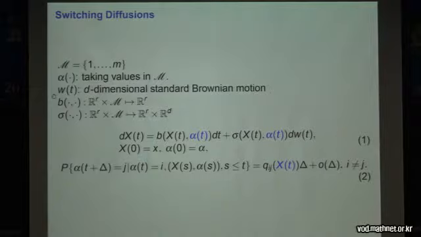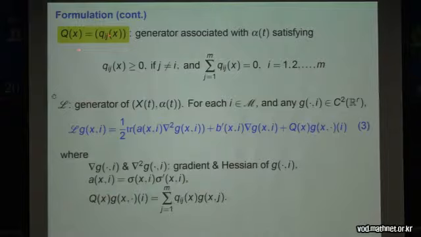Here is the transition probability of alpha(t) from i to j, so it's like a Markov chain, but here we don't assume that. In fact, if it is a Markov chain, this will be a constant q_ij. But here, this q_ij actually depends on the diffusion process, which makes things a lot more difficult. So I emphasize that q is, in fact, x-dependent. So you have this structure. This is similar to the generator of a Markov chain, which we all know. The off-diagonal elements are greater than or equal to zero.